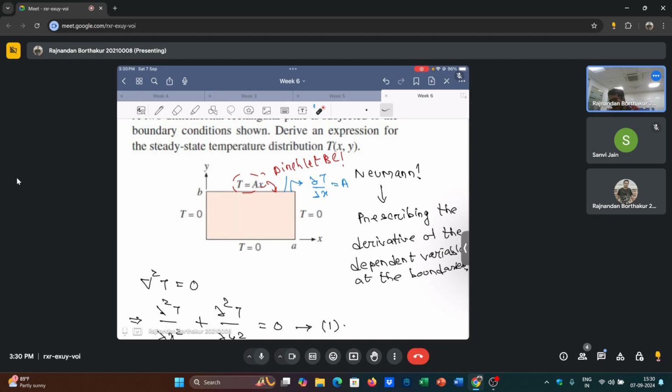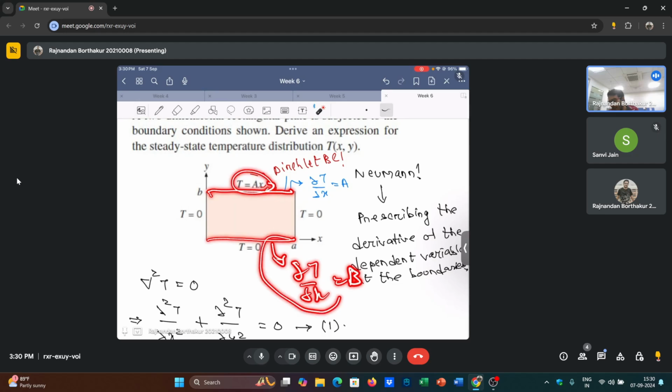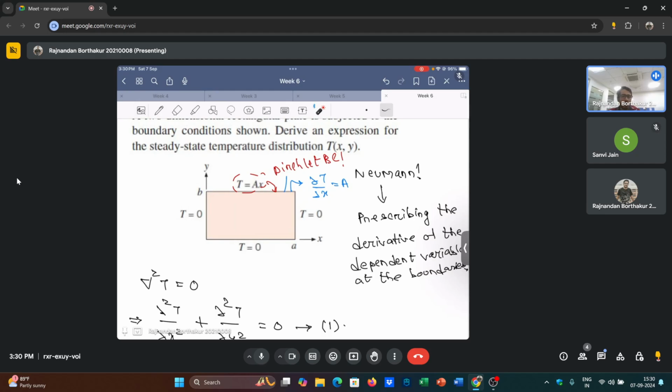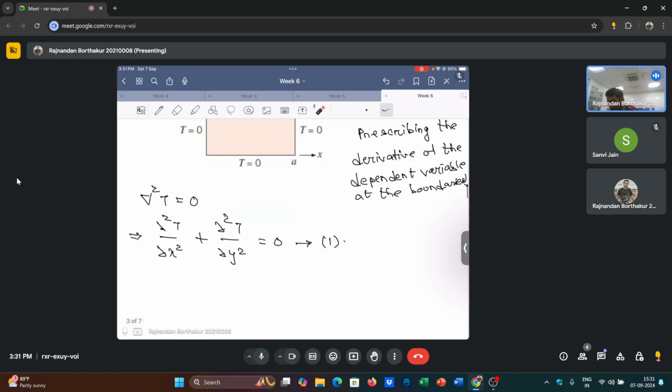For instance, I'll just give you an example. Let's say I have a temperature that is prescribed on this plate, which is T equal to A times X. And I can also have a temperature that is prescribed on this plate, and this time I say it's del T by del X is equal to some B. Then, as you can see, I have a Dirichlet boundary condition on this face, and on this face I have a Neumann boundary condition. So it's a mixture of a Dirichlet boundary condition on one face and a Neumann boundary condition on the other face. And such kind of boundary conditions are known as mixed boundary condition, or sometimes they are known as Robin boundary condition. Okay. So I hope this is clear.